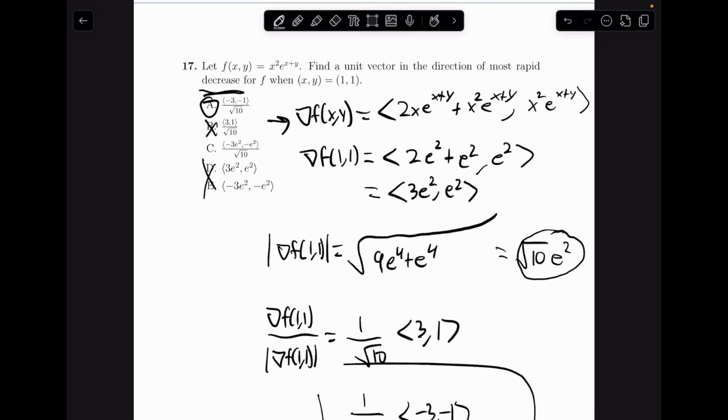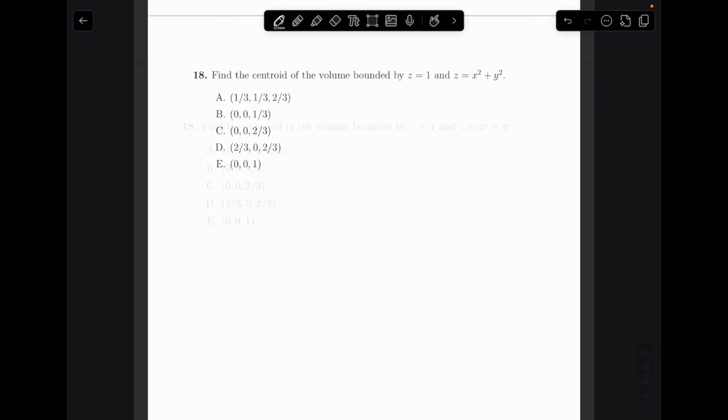But there we go. Question 18: find the centroid of the volume bounded by z equals 1 and z equals x squared plus y squared. Remember our quadratic surfaces. This z equals x squared plus y squared is going to be a paraboloid. So let's draw it out just to see what's going on here.